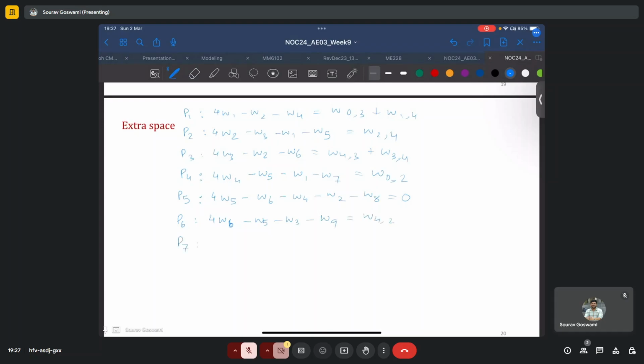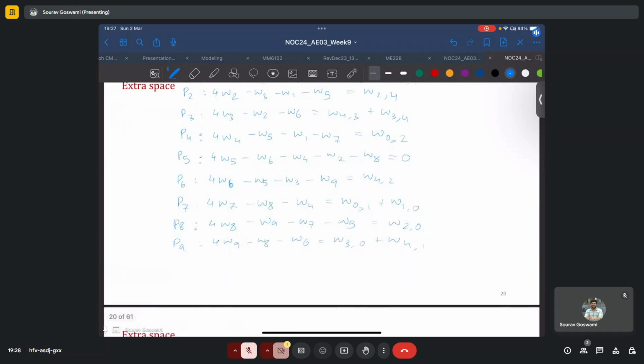For the point P7, 4W7 minus W8 minus W4 because W at 0,1 is W at 1,0. For point P8, 4 times W8 minus W9 minus W7 minus W5 equals W2,0. Again, in making use of the boundary conditions. And finally for the point P9, 4W9 minus W8 minus W6 equals W3,0 plus W4,1.